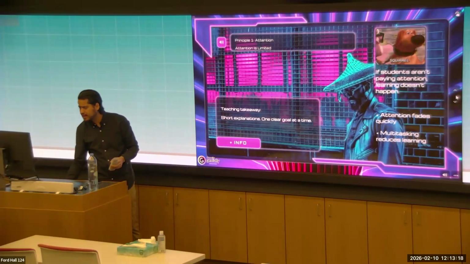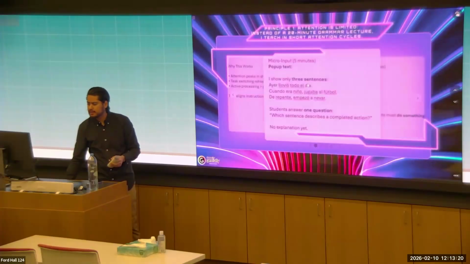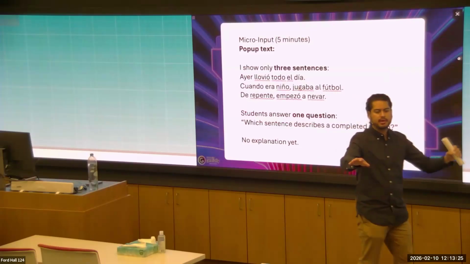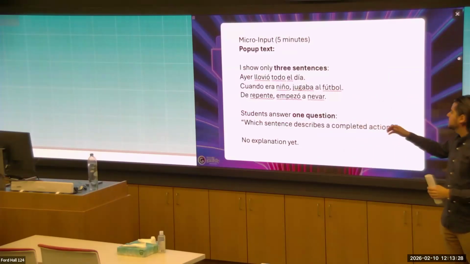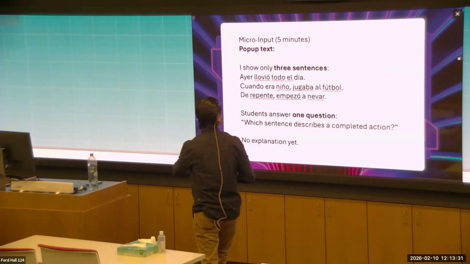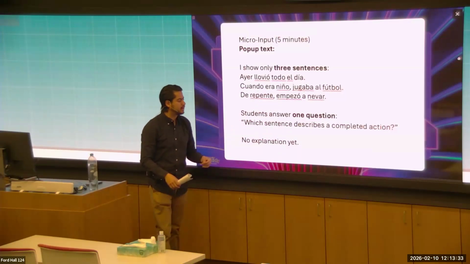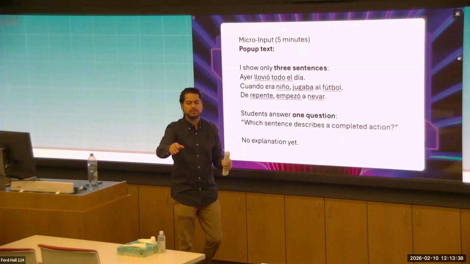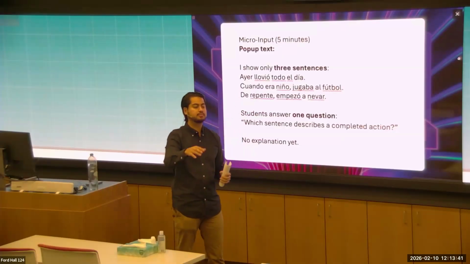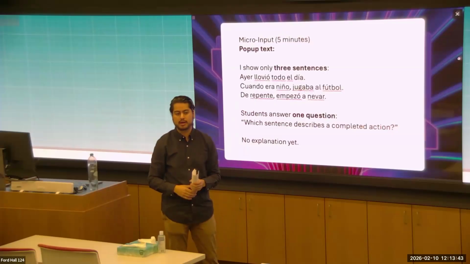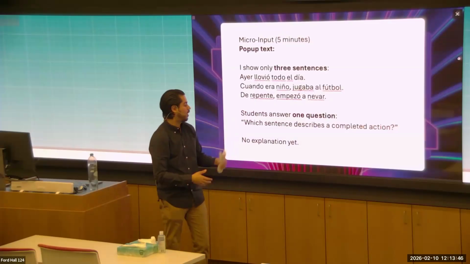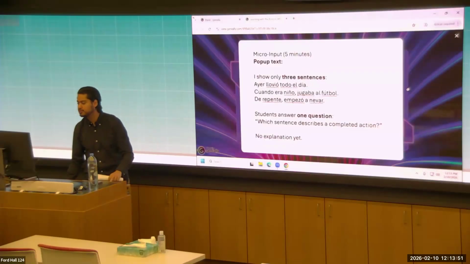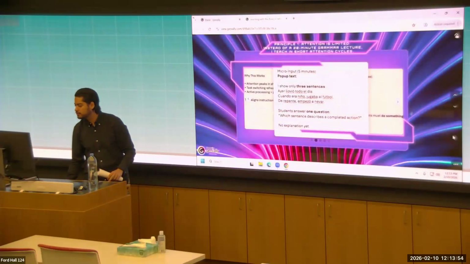And the way that I do that, for example, is we start something like this. We're starting the class, think about your warm-ups. 3 sentences. Ayer llovió todo el día, cuando era niño jugaba al fútbol, de repente empezó a nevar. Which sentence describes a complete action? So think about that, reflect upon these sentences. Sometimes what I love to do is pair them in pairs, with your classmates. Alison, Constantine, what do you think, which is the complete action, etc. Then we move to the next one over here.